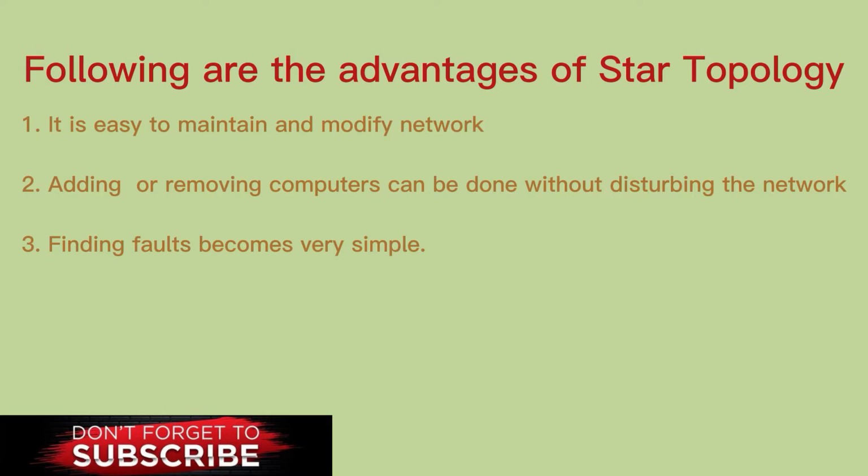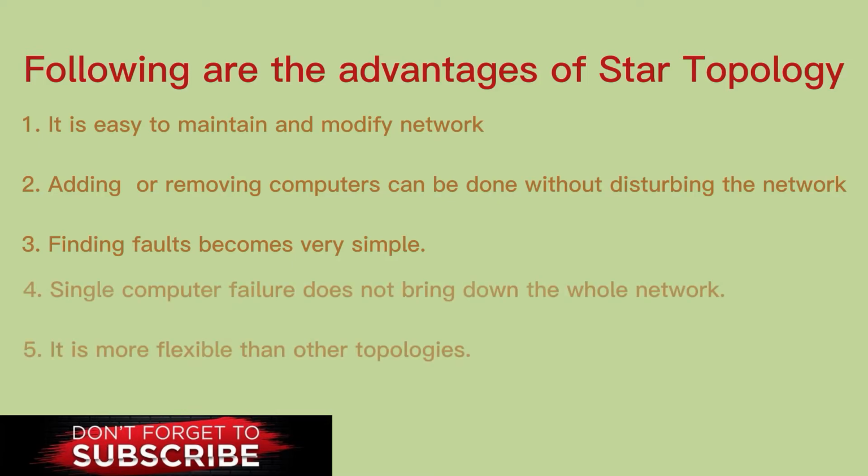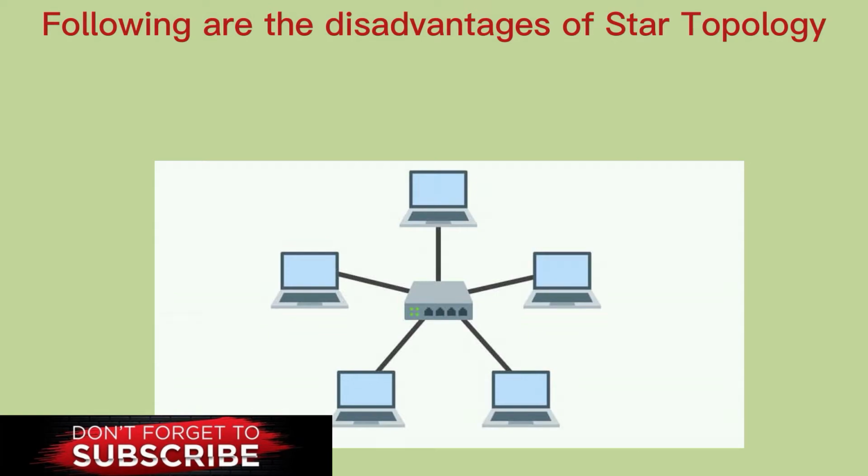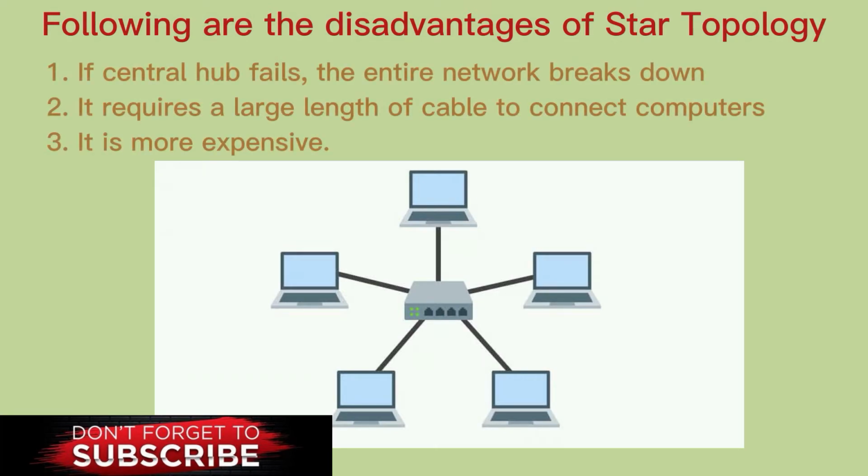3. Finding faults becomes very simple. 4. Single computer failure does not bring down the whole network. 5. It is more flexible than other topologies. Following are the disadvantages of star topology. 1. If central hub fails, the entire network breaks down. 2. It requires a large length of cable to connect computers. 3. It is more expensive.